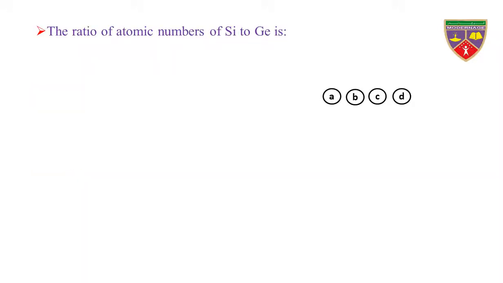The ratio of atomic numbers of silicon to germanium is: option A, 7 to 8; option B, 7 to 11; option C, 7 to 13; option D, 7 to 16. The key is 7 to 16. Therefore, the correct option is D.